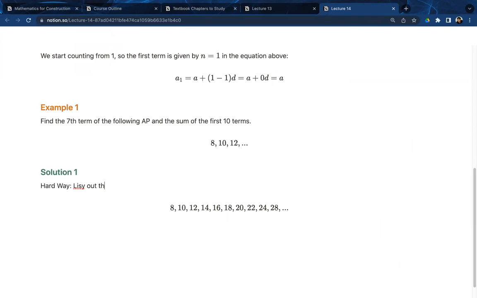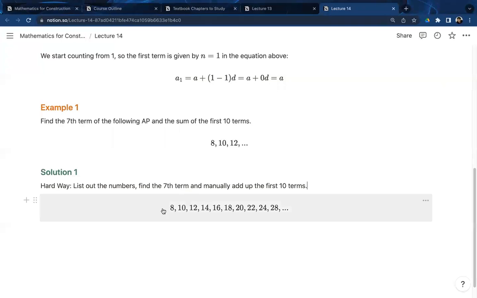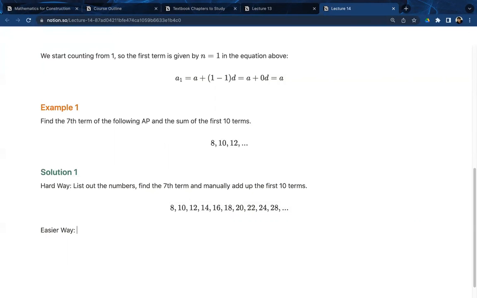List out the numbers, find the 7th term and manually add up the first 10 terms. That's not a good idea. The easier way is to use the formulas.